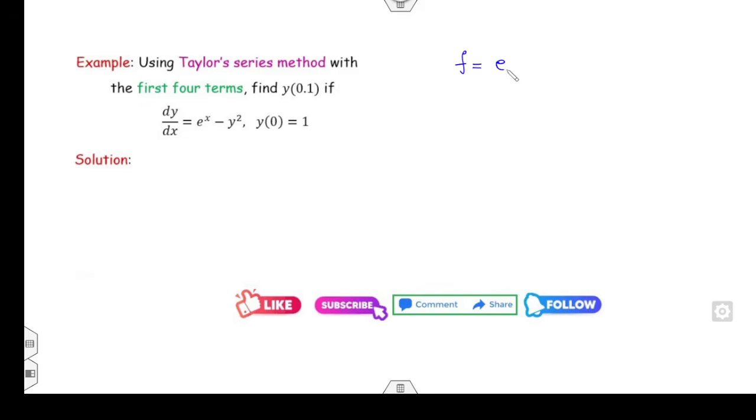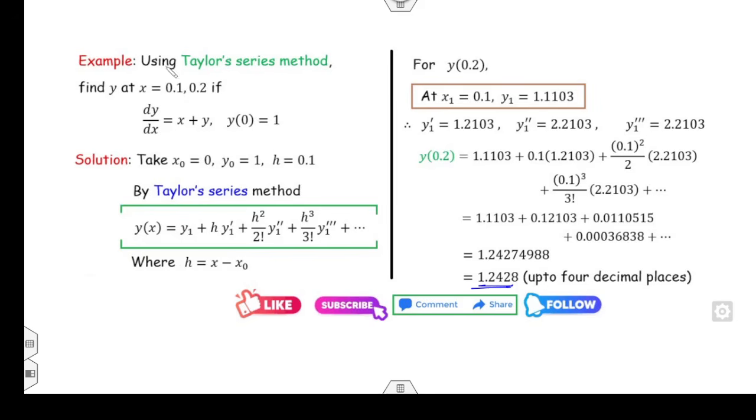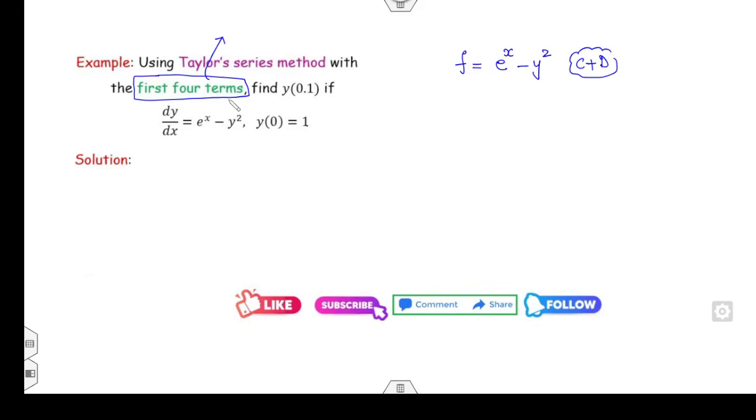Can you say the Taylor method is applicable? Yes, because the given function is continuous as well as differentiable at the point (0,1) and your target is to express up to only 4 terms. What is the meaning of up to 4 terms? So far, in the previous examples, we never wrote up to 4 terms or 3 terms.